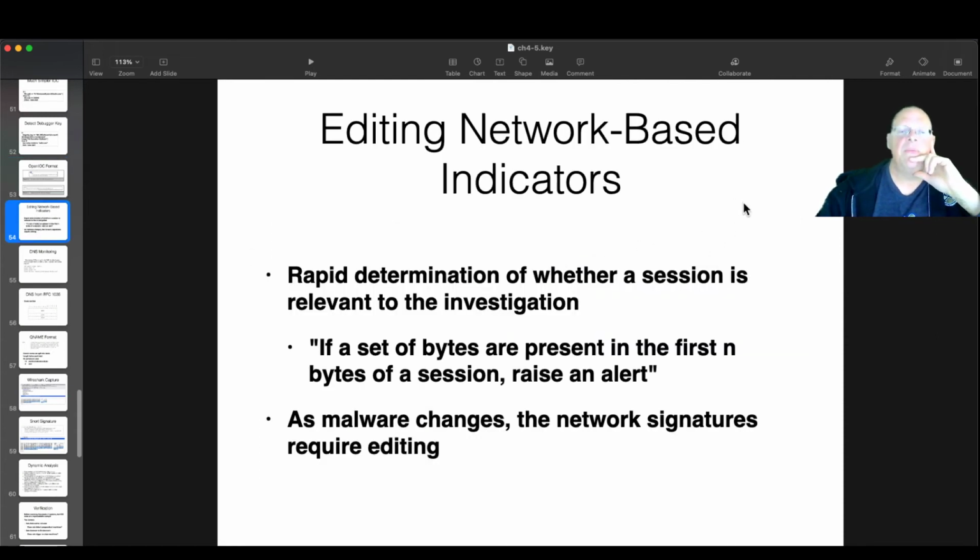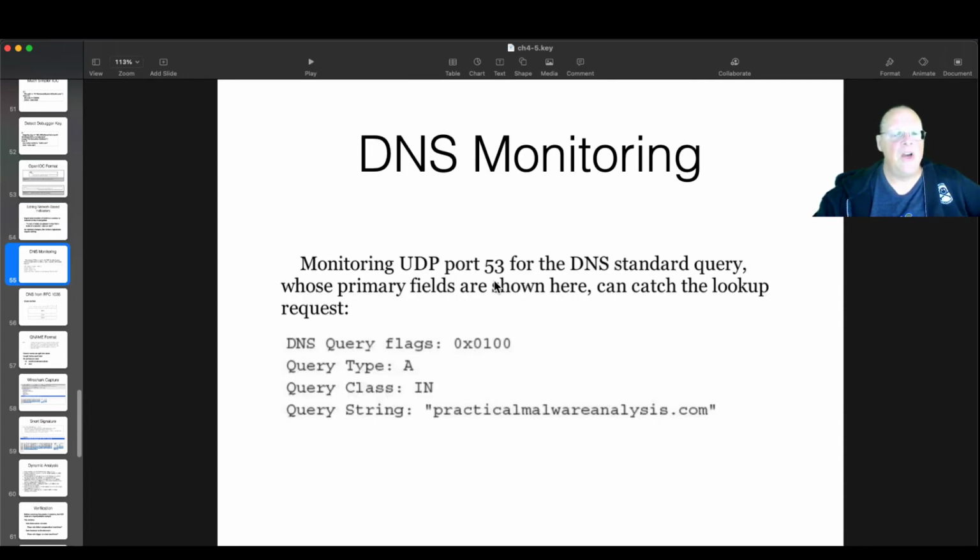Anyway, then you got network-based indicators, where you're going to look to see if traffic is malicious. And so you might want to see if certain bytes are present in the first bytes of a session, raise an alert. That would be one way to go. What's much more common is DNS monitoring. You make people use ordinary UDP-based DNS, and you make them use your DNS server. And then at DNS, you can find very much what everybody's doing. It's really convenient. You know every domain they go to, and you know what time they went, and you know what IP they came from.